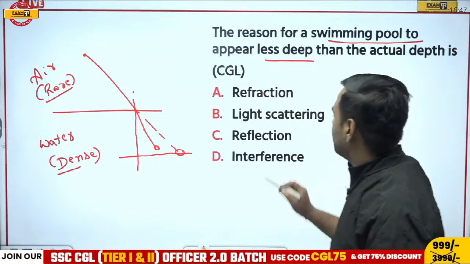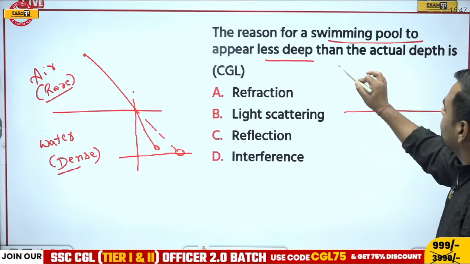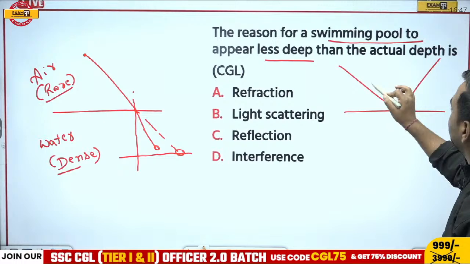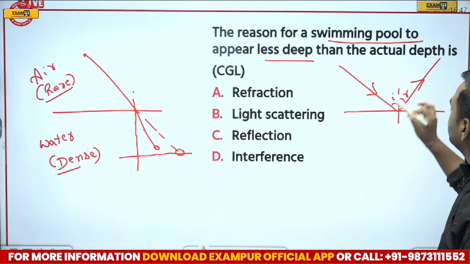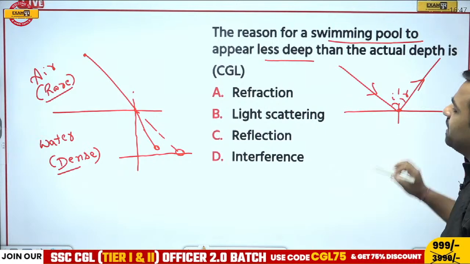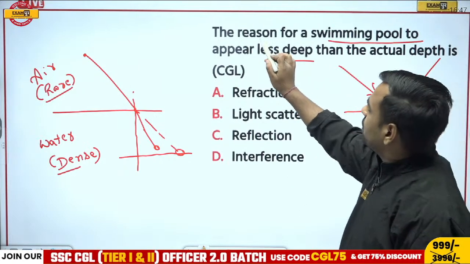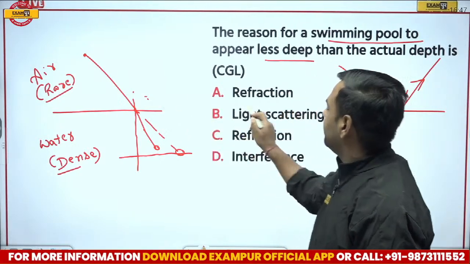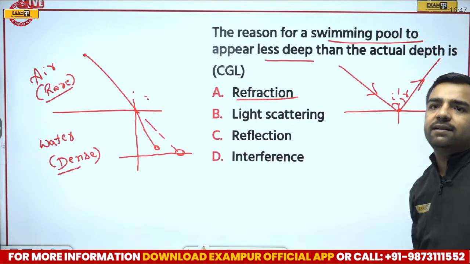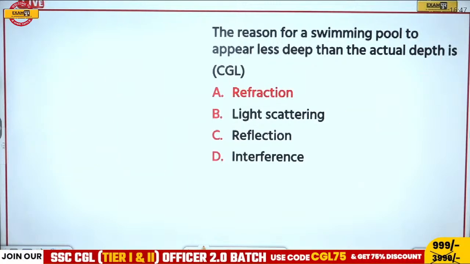If I talk about reflection, what is that? The light ray which comes goes back into the same medium. This is the incident ray, this is the reflected ray, where angle of incidence and angle of reflection are equal and they are lying in the same plane. This is reflection. So the reason for the swimming pool to appear less deep is refraction. So option number A is correct. I guess everyone is aware of this answer now.